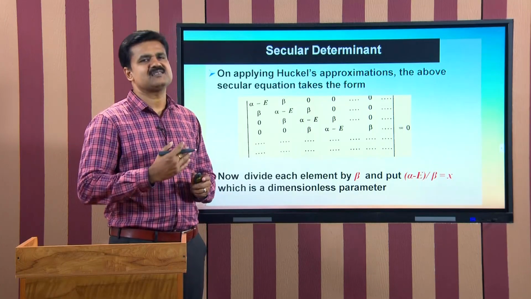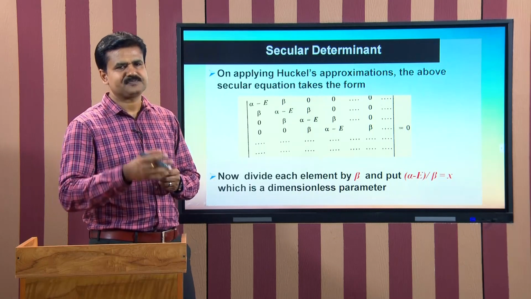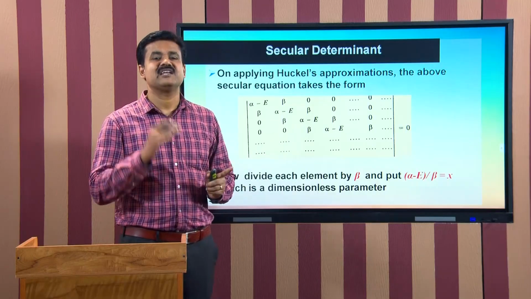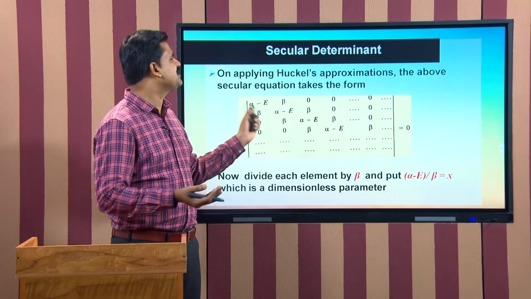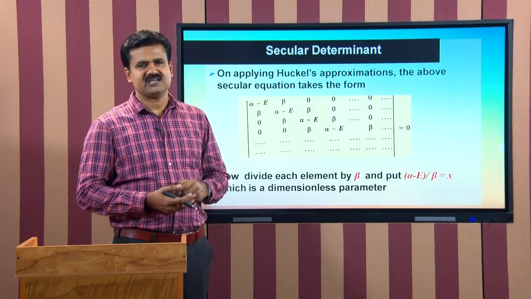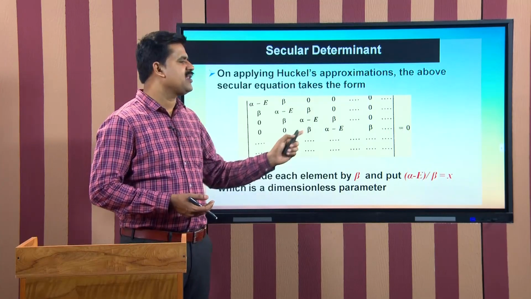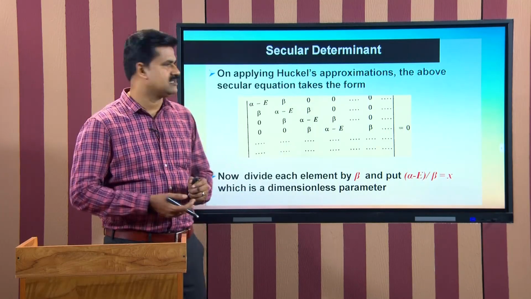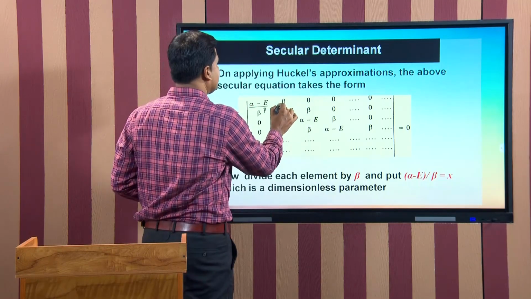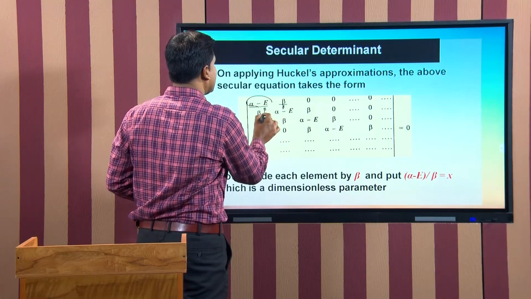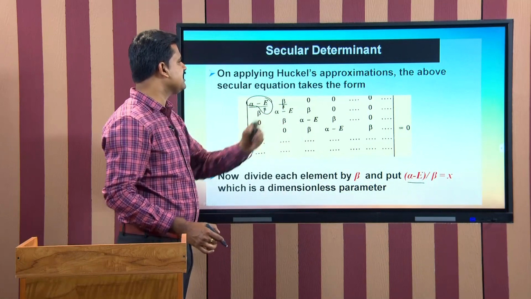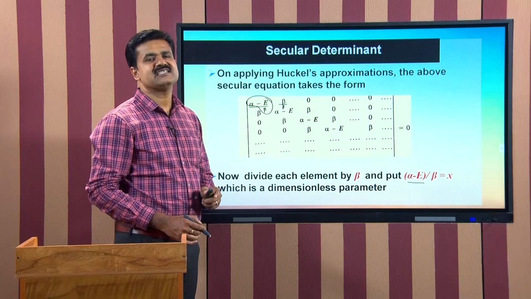And we can further simplify this secular determinant, first of all, by dividing each element present in this determinant by beta. After dividing each element by beta, we can do another substitution, that is, we have to substitute (alpha minus E) by beta as x. So first of all, I have to divide each and every element by beta, and I have to put (alpha minus E) by beta as x. So, beta by beta is equal to 1, and (alpha minus E) by beta is taken as x.